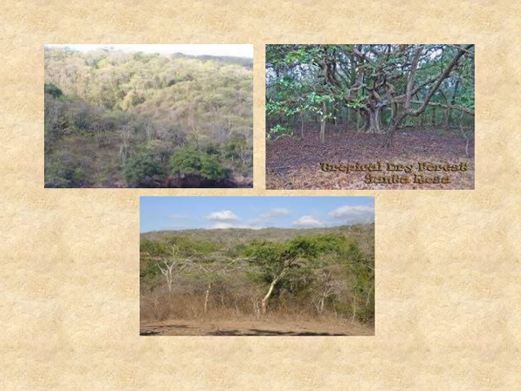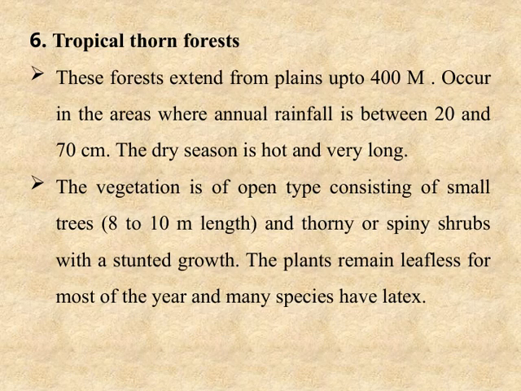Now, let's turn our attention to tropical thorn forests. These forests typically extend from the plains up to about 400 meters in elevation. They are mainly found in regions where the annual rainfall ranges between 20 and 70 centimeters, which is quite a dry climate. The dry season here is not only long but also very hot, adding to the challenging conditions these forests endure. The vegetation in these areas is quite distinctive.